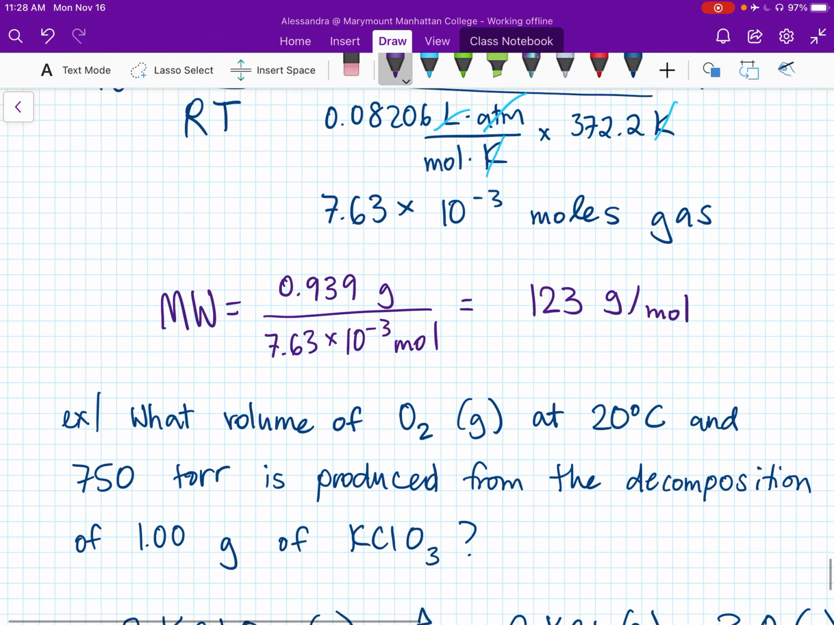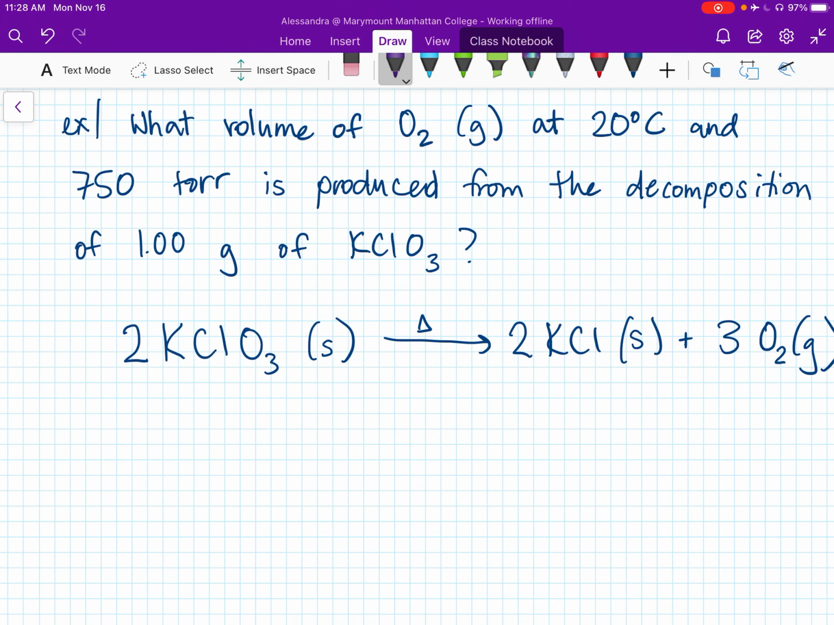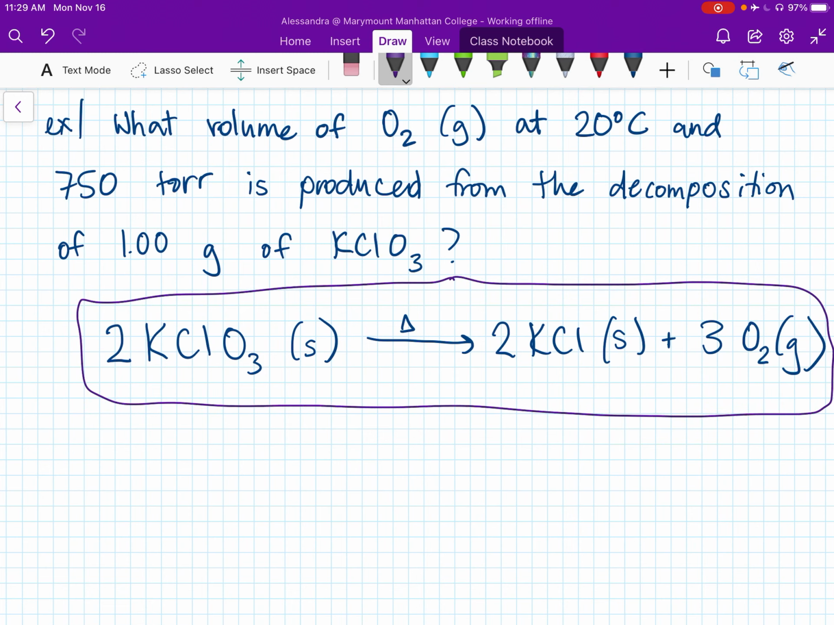Let's do one more example. What volume of oxygen gas at 20 degrees Celsius and 750 torr is produced from the decomposition of 1 gram of KClO3 according to this balanced chemical equation? So I have the solid decomposing under heat. This little triangle here represents heat. So it's decomposing under heat to make solid potassium chloride and oxygen gas. So I want to figure out how much oxygen gas is being produced.